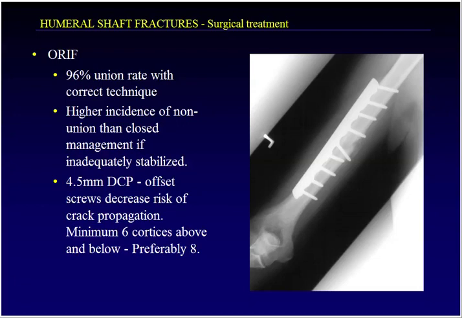I would prefer the broad plate because it has offset of the screws that gives you a decreased risk of crack propagation. And remember that you must have a minimum of 6 cortices of fixation above and below the fracture of the humeral shaft. If you have less than that, then you're going to be at an increased risk for an unstable fixation construct and non-union. Preferably, you'd like to have 8, but the board answer probably is 6 cortices of fixation.